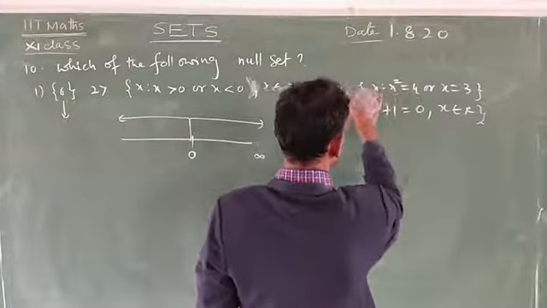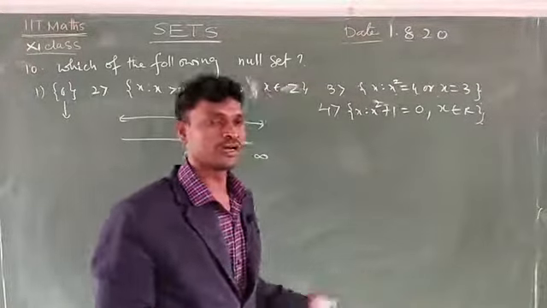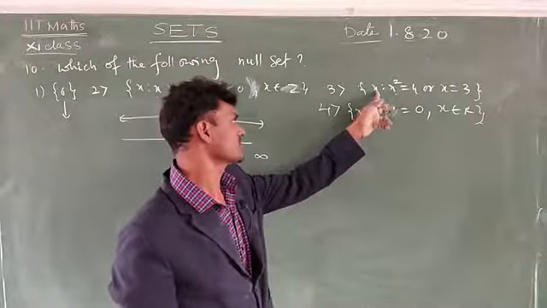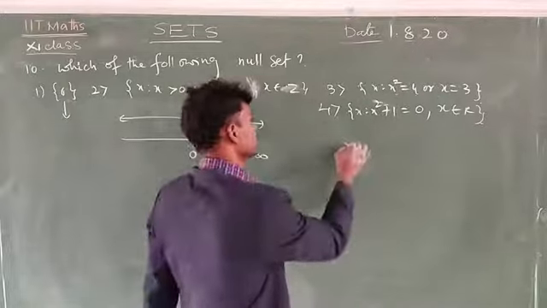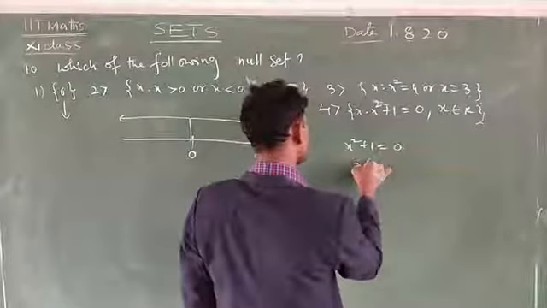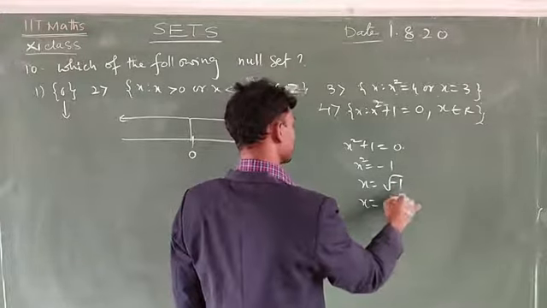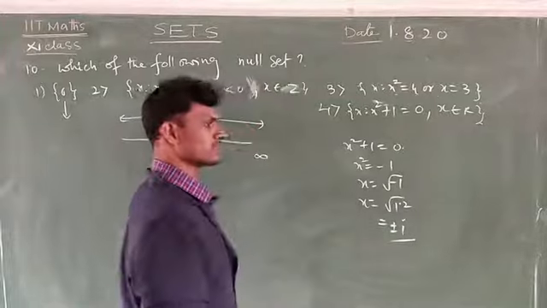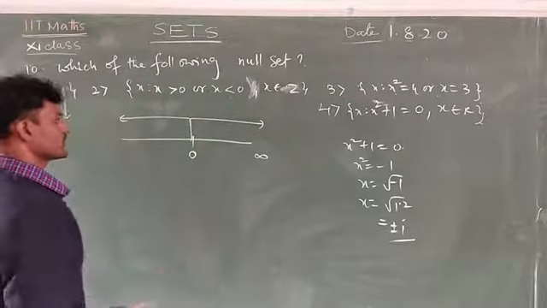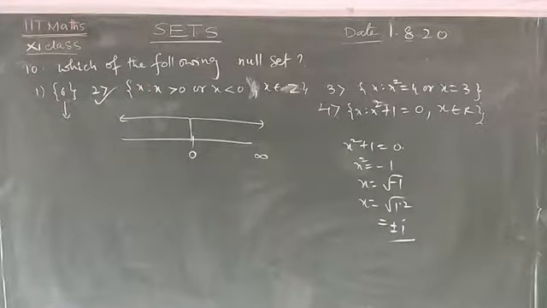Next, see here the third one: x squared is equal to 4 or x is equal to 3, here either 4 or 3, any number means this is a set, okay, not an empty set. This is also possible: x squared plus 1 is equal to 0 means x squared is equal to minus 1, x is equal to under root of minus 1, then x is equal to under root of i squared, then x is equal to plus or minus i, an imaginary number, a complex number. That's why this is also possible. Okay, our option is the second one, no doubt.